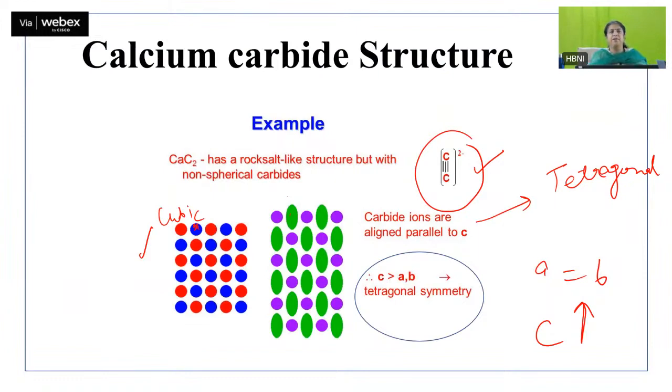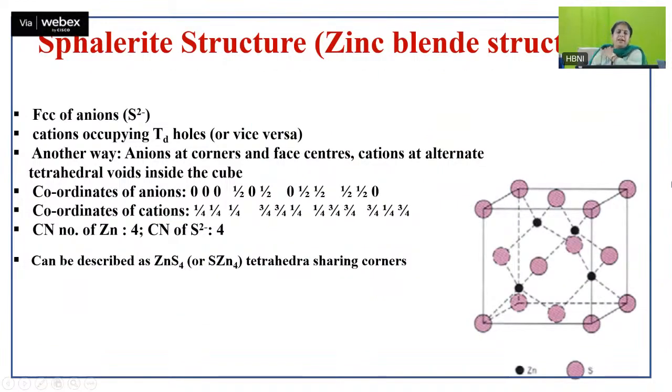All right. Sphalerite structure, another AX type of structure, where the stoichiometry of anion and cation is 1:1. Here, by convention, of course, we'll contradict ourselves in the next slide itself, by convention, we say that anions form close packing. And you have to ask me why we say that. Why can't I say that the cations form close packing?